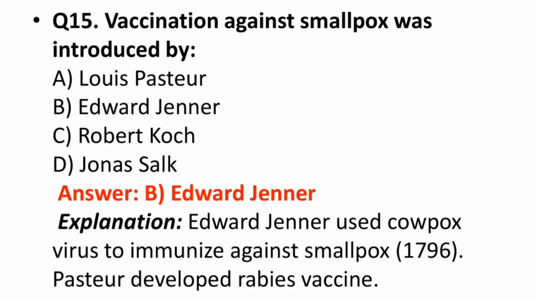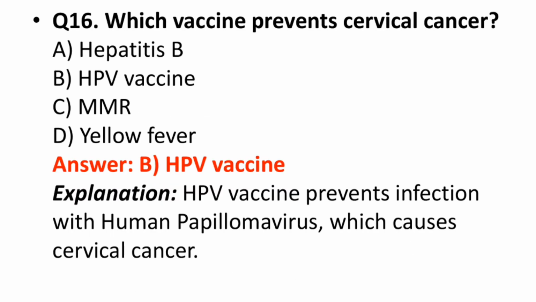Vaccination against smallpox was introduced by: option A, Louis Pasteur; option B, Edward Jenner; option C, Robert Koch; option D, Jonas Salk. The correct answer is option B, Edward Jenner. Edward Jenner used cowpox virus to immunize against smallpox in 1796. Louis Pasteur developed the rabies vaccine.